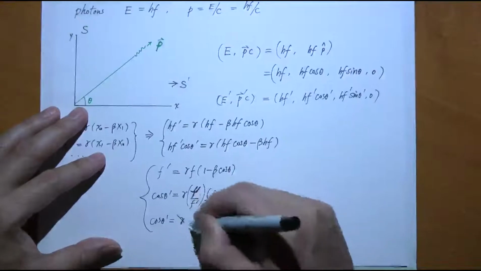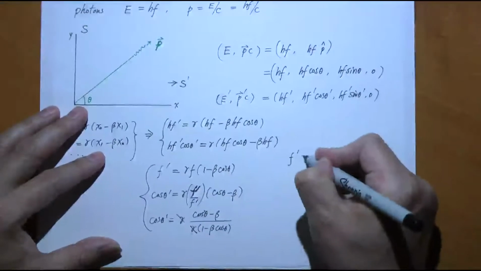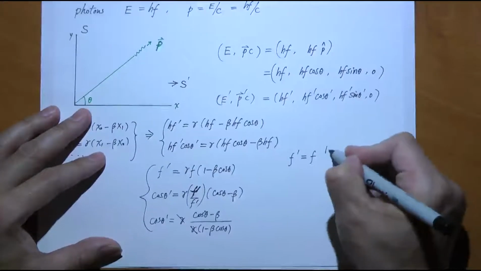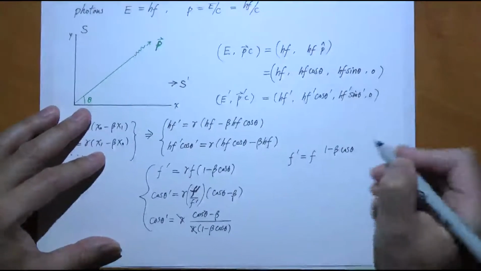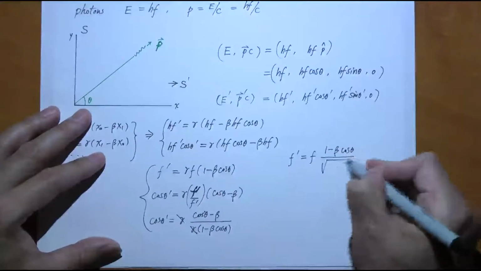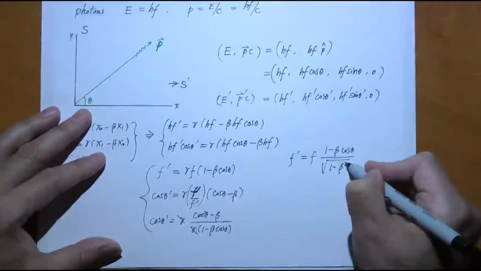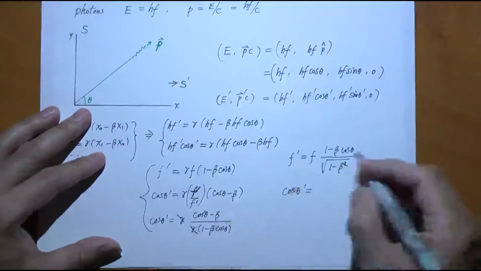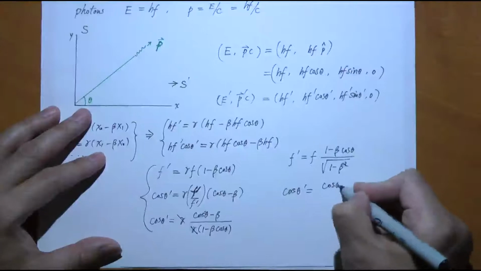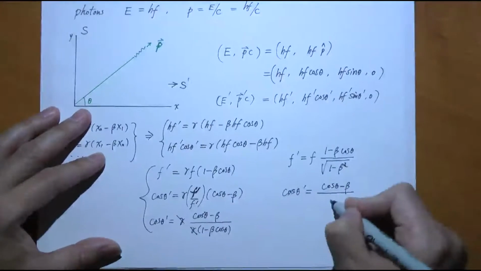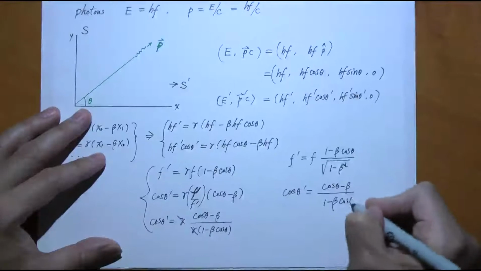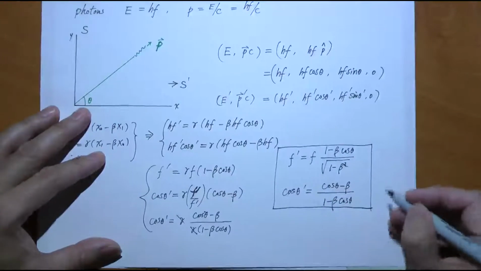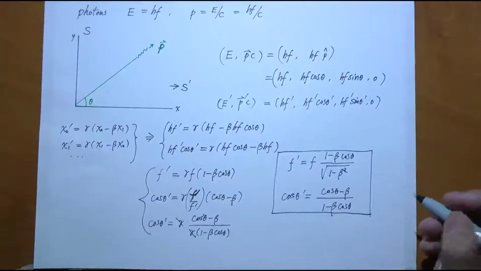You can cross out this gamma factor here. F prime, once again, equals F times (1 minus beta cosine theta) times gamma. Gamma itself is 1 over the square root of 1 minus beta squared. And this cosine theta prime, copy this, is cosine theta minus beta divided by 1 minus beta cosine theta. This is the pair of equations we're looking at. And these are the formulas for the relativistic Doppler effect.